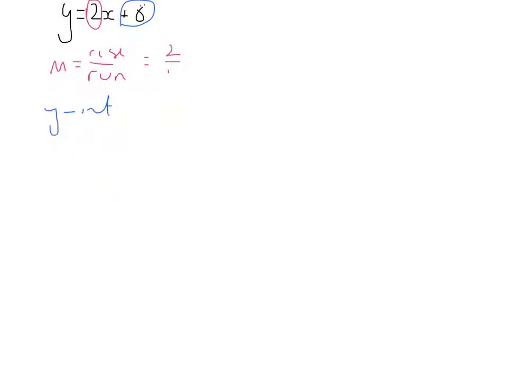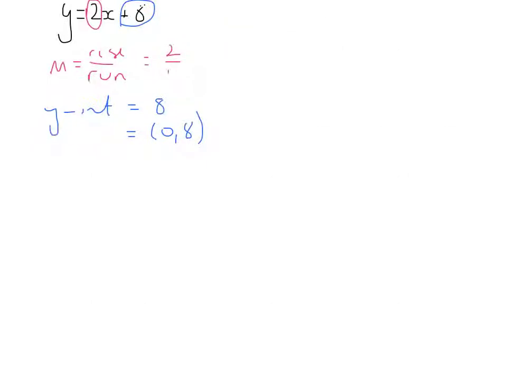Next question has us sketch some graphs. The first one is y is equal to 2x plus 8. So from this we get firstly our gradient, m equals rise over run, turned into a fraction, so we've got 2/1, and we also have our y-intercept is equal to 8, or the coordinates for that would be 0 and 8.